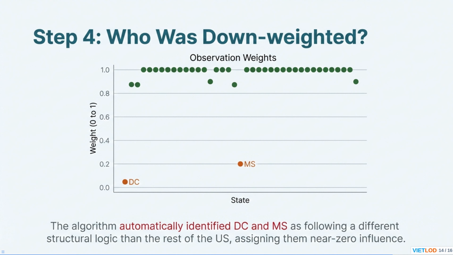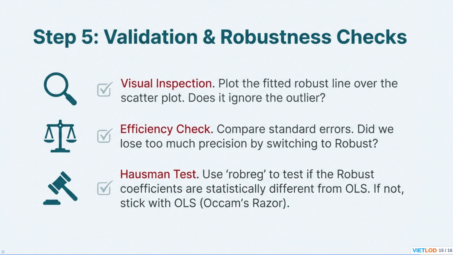After running our robust model and interpreting its results, the final crucial step is to perform a series of validation and robustness checks. First, we conduct a visual inspection. We should always plot the fitted robust regression line over the scatter plot of our data. A properly fitted robust line will visibly pass through the bulk of the data, clearly demonstrating that it ignores the influential outlier.